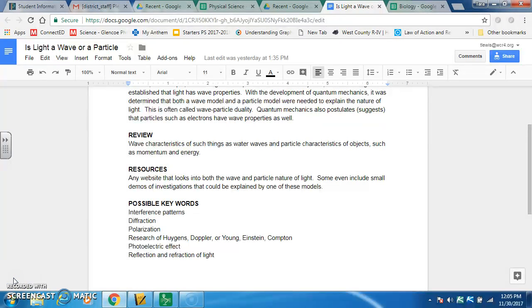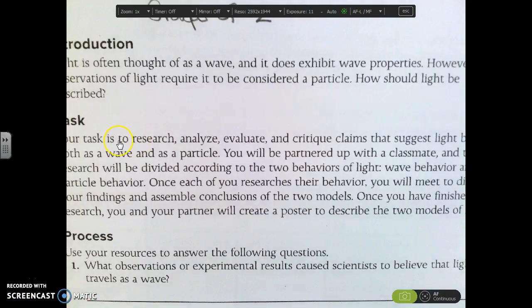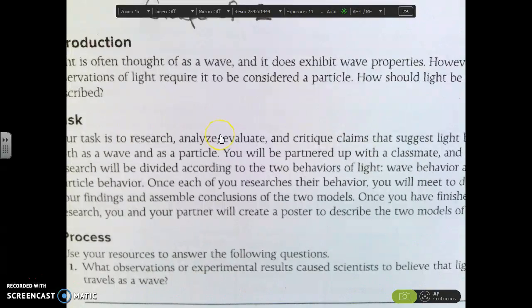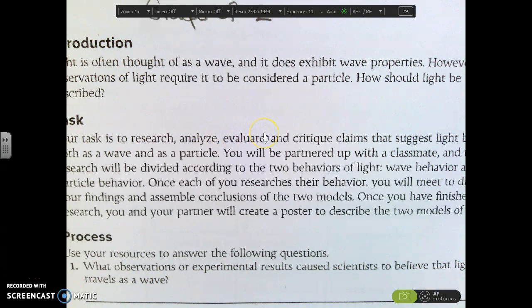Make sure that you and your partner both keep individual notes that answer the process and show all the things that we've already discussed, so that the notes can reflect your research, analysis of that research, how you evaluated it, and your critique claims.